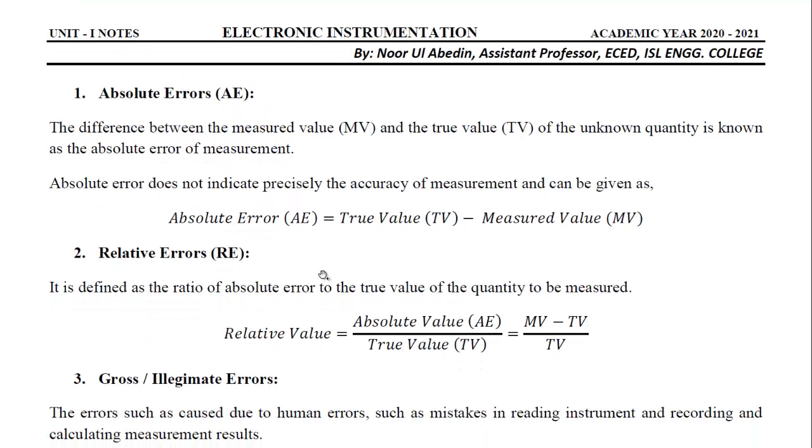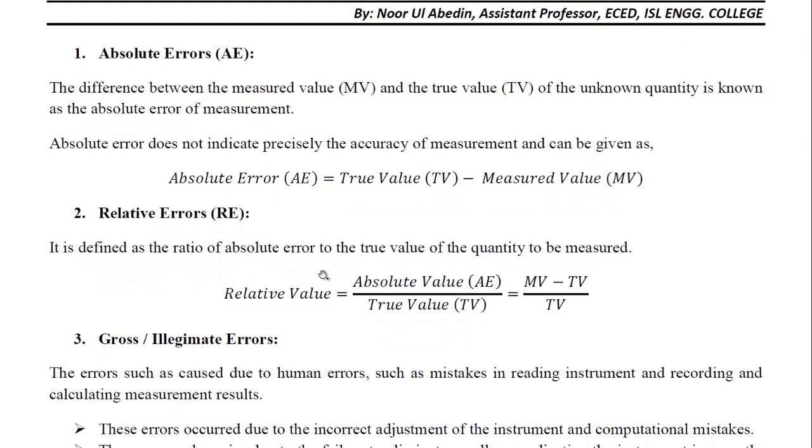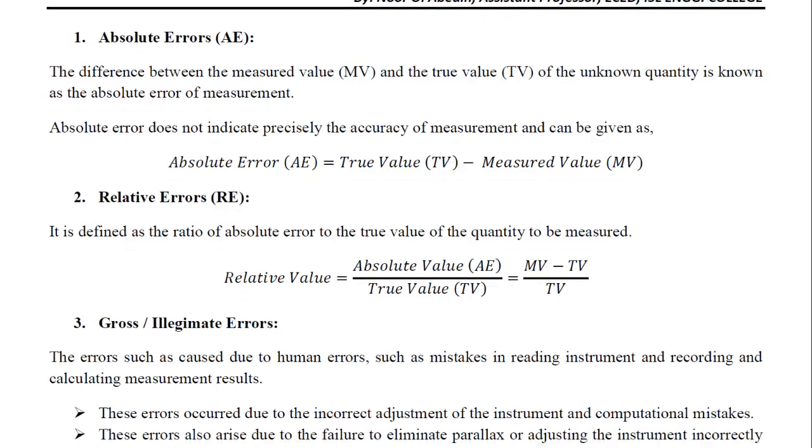Now coming to absolute error. Absolute error is nothing but the normal error, which is the difference between the true value and the measured value. This error does not indicate precisely the accuracy of the measurement, and it is nothing but your normal error, which is the definition of error. Now coming to relative error, it is the ratio of measured value minus true value by true value, or it is also the ratio of absolute value to the true value.